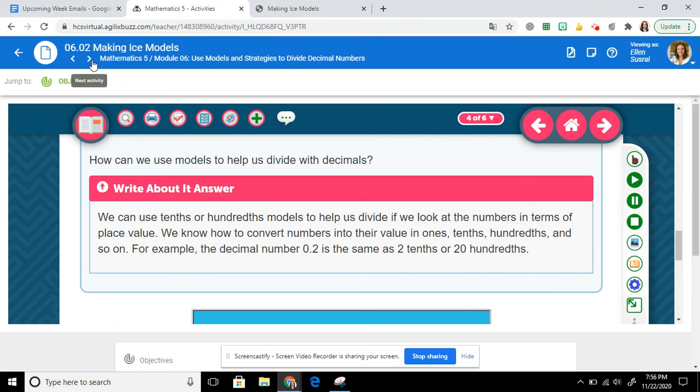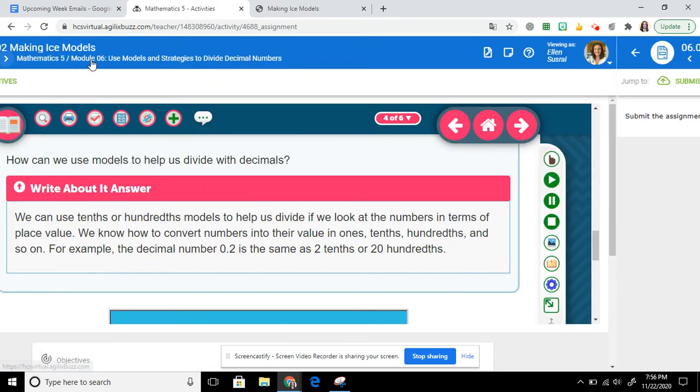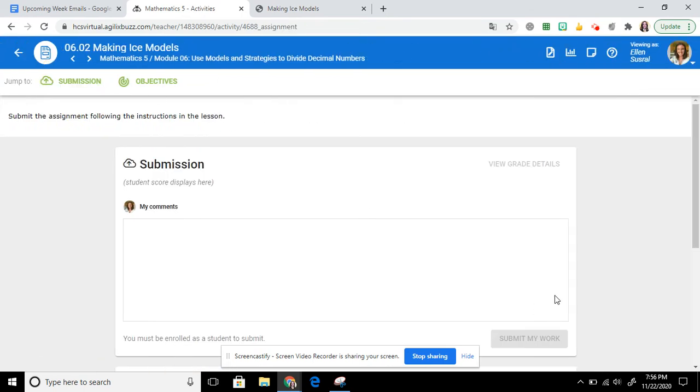When you're done with the worksheet, you're going to go to the next activity tab, and you're going to go to this blue plus button and submit your work.